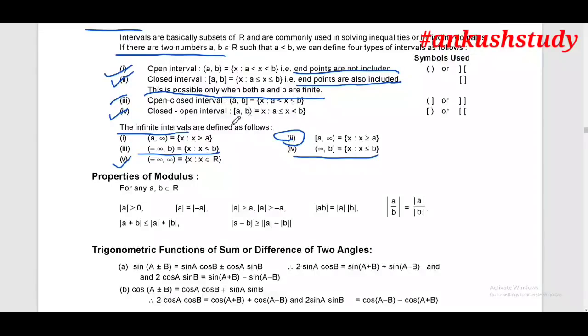So on one side there will be a square bracket and on the other side a round bracket. In the fourth and second cases, square brackets and round brackets are used. As per the symbols used here, you have to apply all of this. Now let's move on.